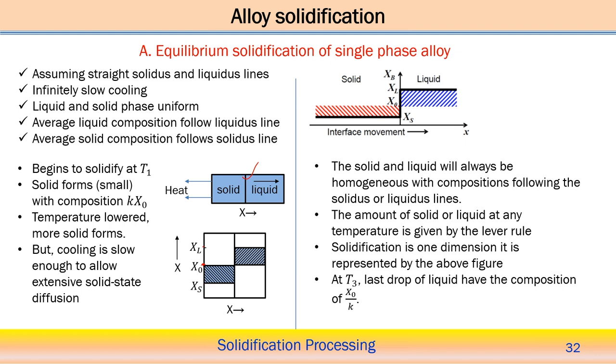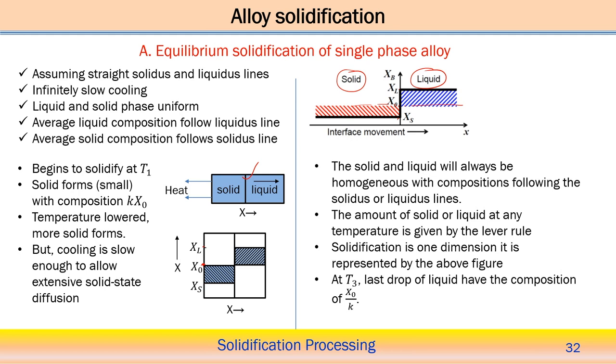So therefore, interface movement: we can see that this is the solid phase, this is the liquid phase, and since we are assuming very slow cooling, at each and every point the equilibrium condition is achieved. So XS is reaching XL, and this is the intermediate composition X0 at a particular temperature T2. The solid and liquid will always be homogeneous in these cases, because there is sufficient time for diffusion to occur, and that is homogeneous with the composition following the solidus and liquidus line.